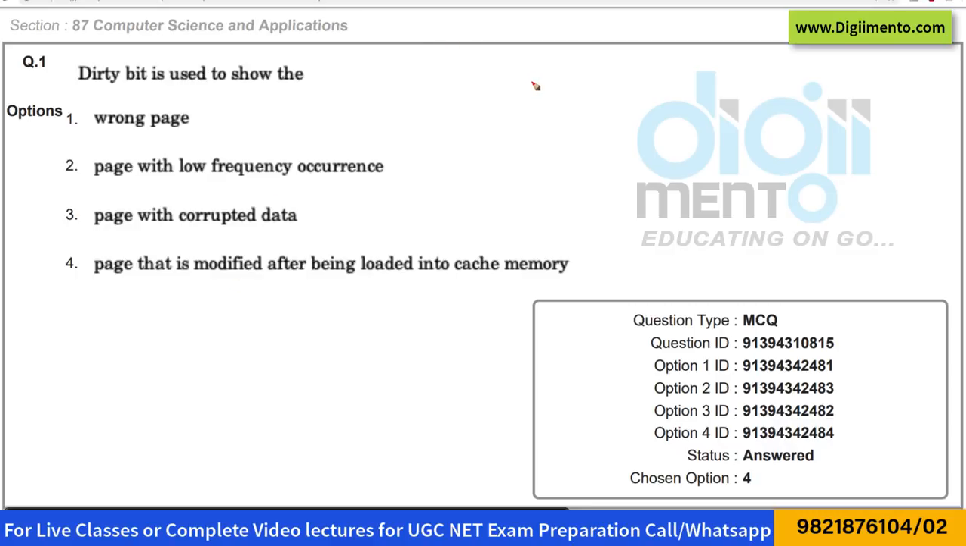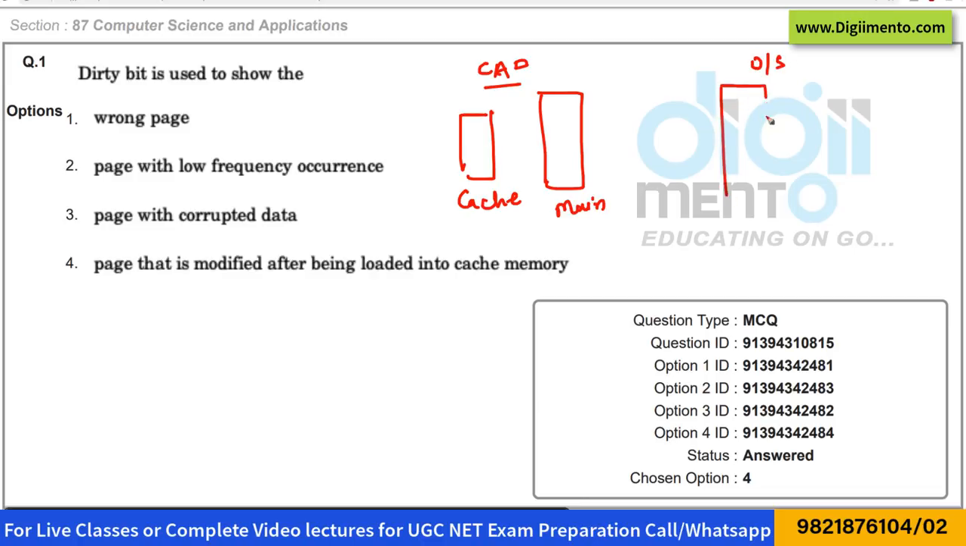So where do we use this dirty bit? See, we have two kinds of systems. When you studied computer architecture and organization, you studied that we have a cache memory and we also have a main memory. So we discuss the cache memory and main memory in computer architecture. But when you studied the operating system, we used to discuss the main memory and the virtual address space, or you can say the process.